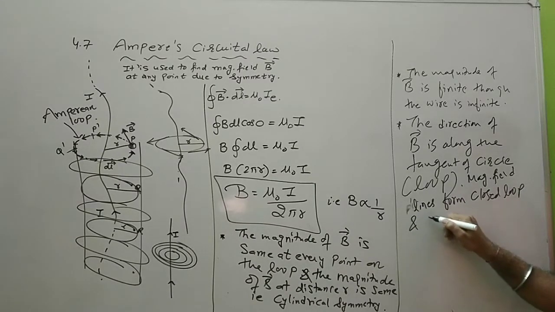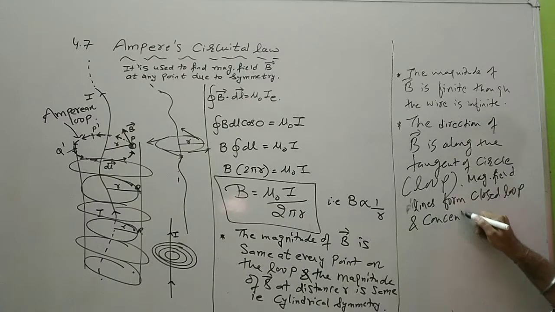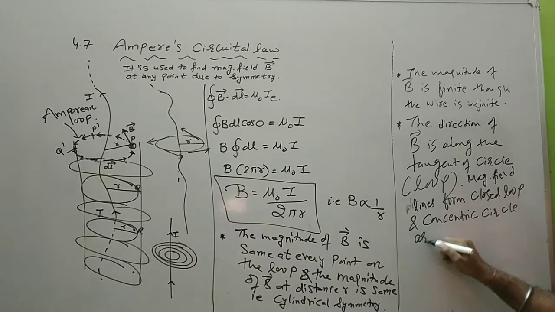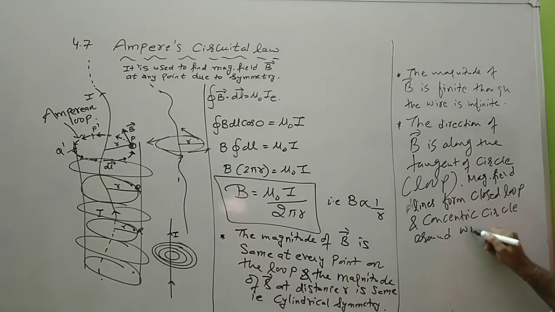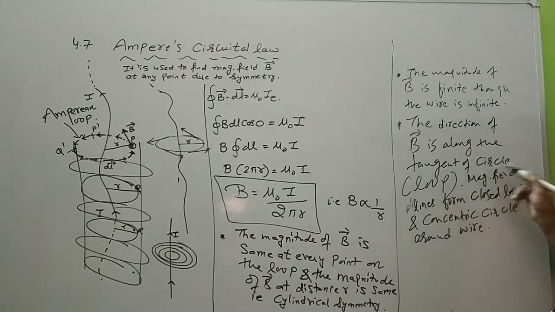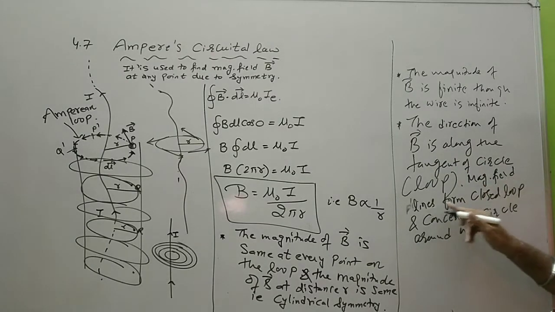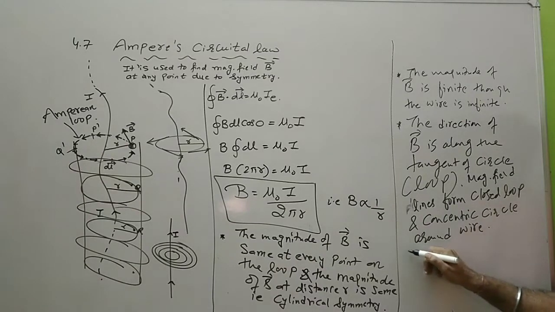The magnetic field lines form closed loops and concentric circles around the wire. So the direction of B is along the tangent of a circle, and the magnetic field lines form closed loops and concentric circles around the wire.